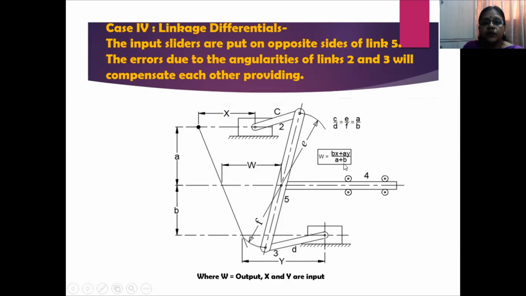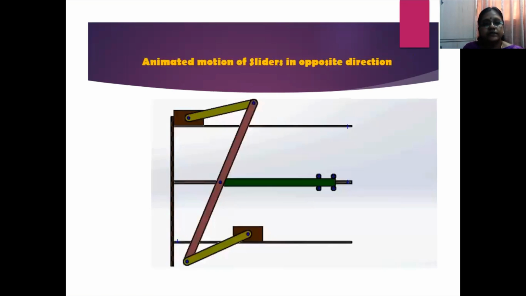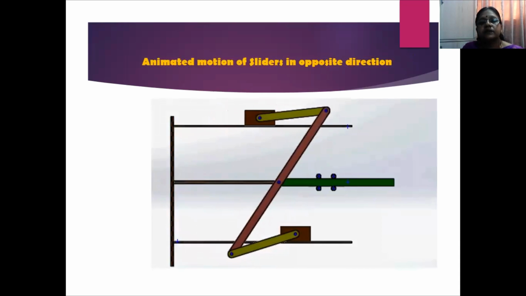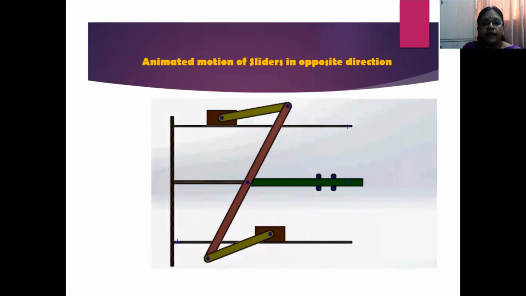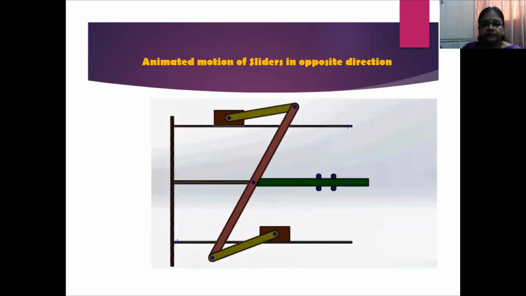Then if A is equal to B, then your W becomes X plus Y by 2. So this is how you can go for the calculation of your output value in this particular mechanism. Now let us see the animated motion, how this motion happens for you to get the values and compensate the error, nullify the error in both the cases.